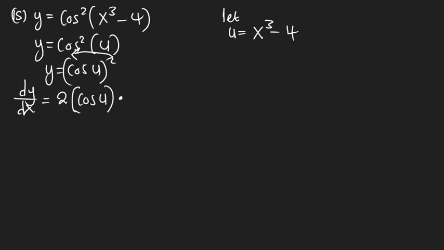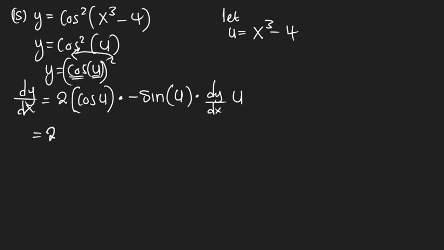Then remember, whenever you are now doing dy dx of what is inside, you are multiplying. So dy dx of what is inside is minus sine u, then multiplied by dy dx of whatever is inside the cosine, which is the inside u. So now dy dx of u. So now let's do the replacement.